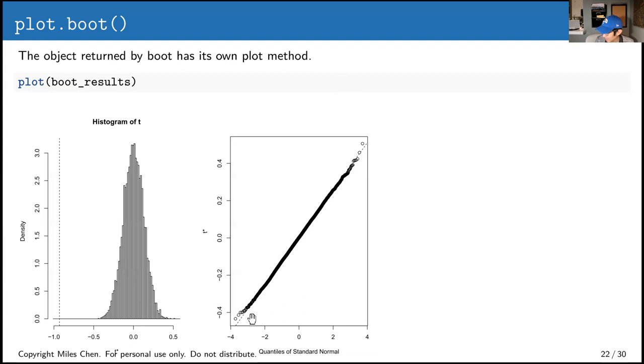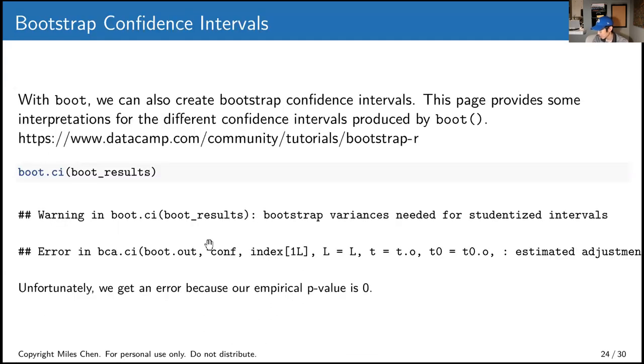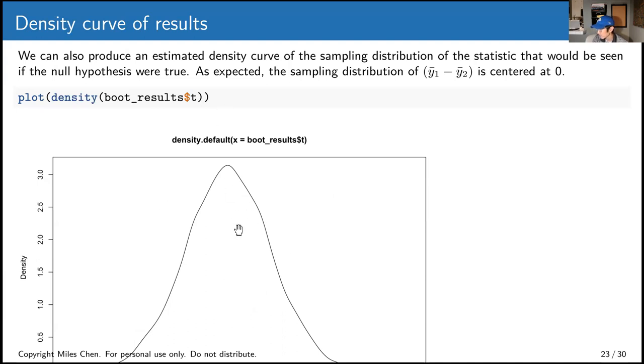It also produces a QQ plot compared to the normal distribution to see, okay, are the resampled values reasonably normal? And yes, they fit the normal distribution quite closely. Okay, so that's plot.boot, which is a nice little built-in function, but we could have produced this ourselves if we wanted to. This is a density plot. Here is an estimated density curve, and I guess the bottom of the graph got cut off. But if the null hypothesis were true, the sampling distribution would be centered at zero, and it looks normal, and this is what we would get.